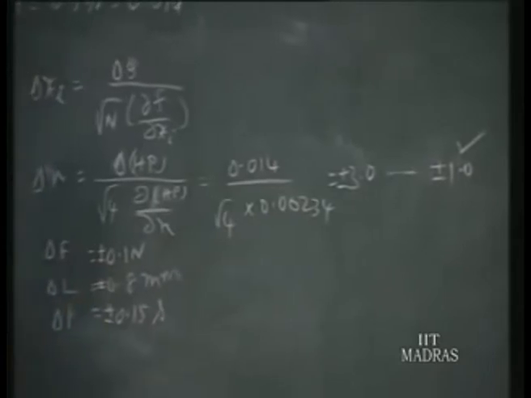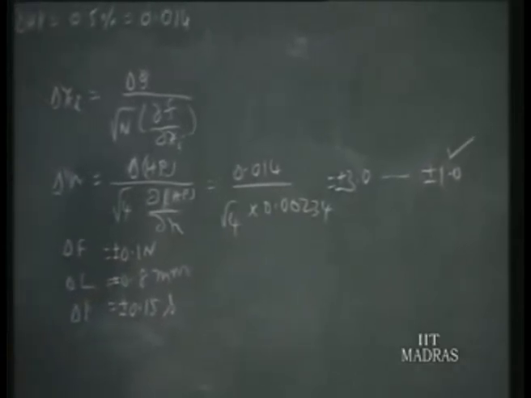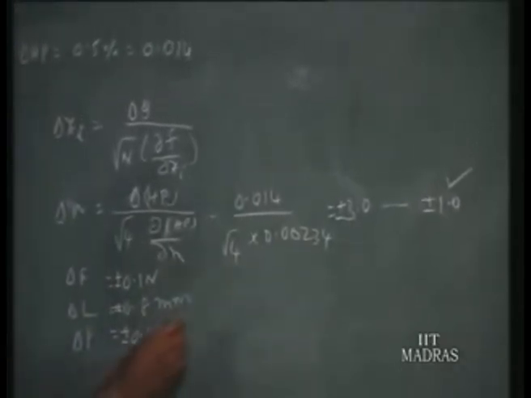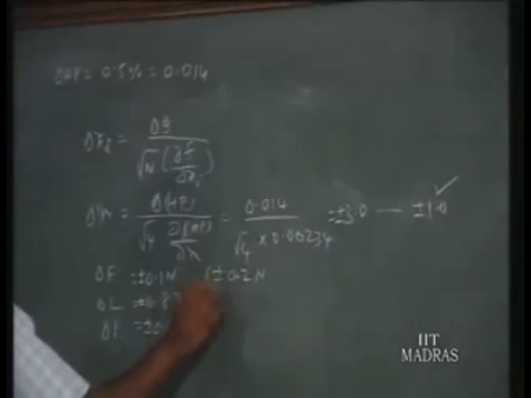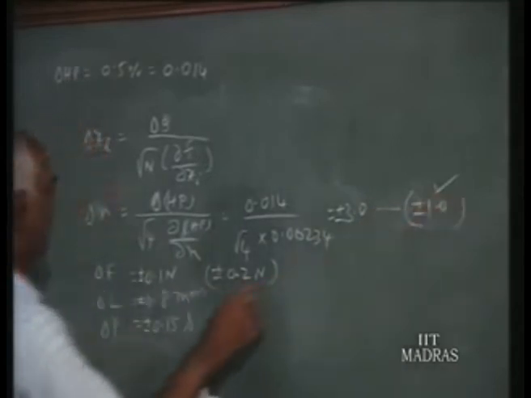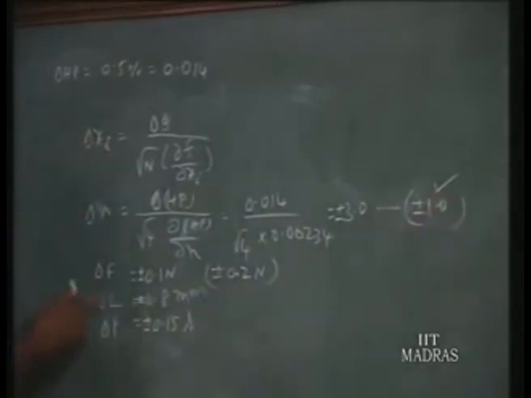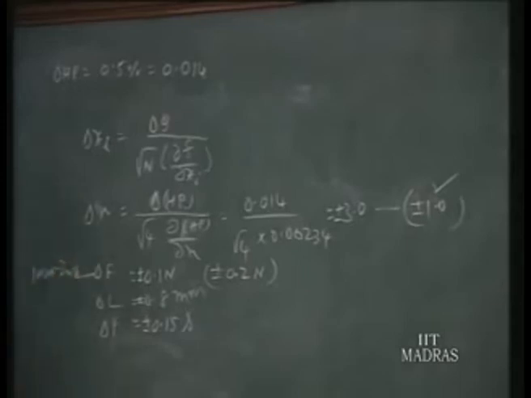And for the delta f, the existing instrument measures plus or minus 0.2 Newton, that is the existing one, but we want 0.1 Newton. So we should go for a new instrument. That's how we use this concept here.